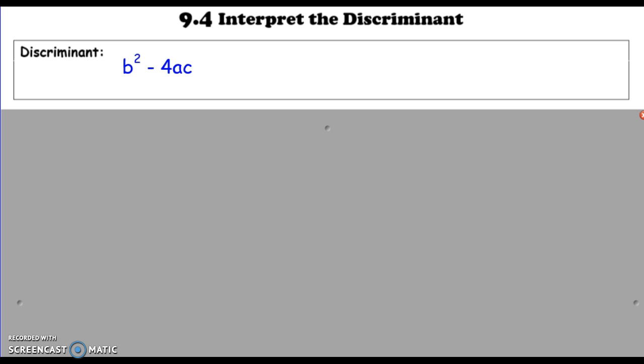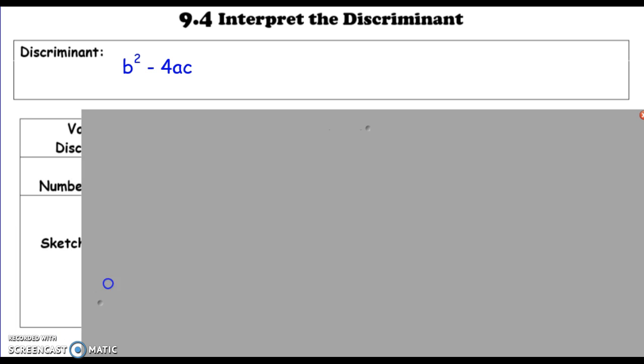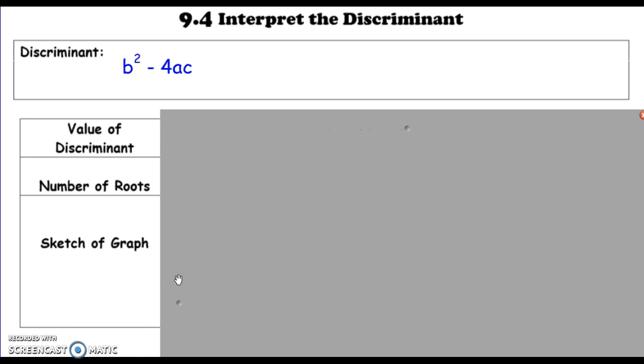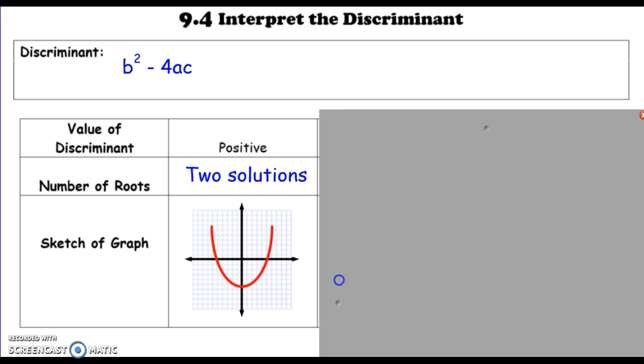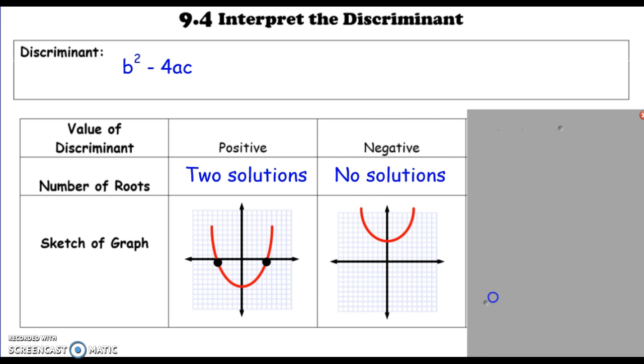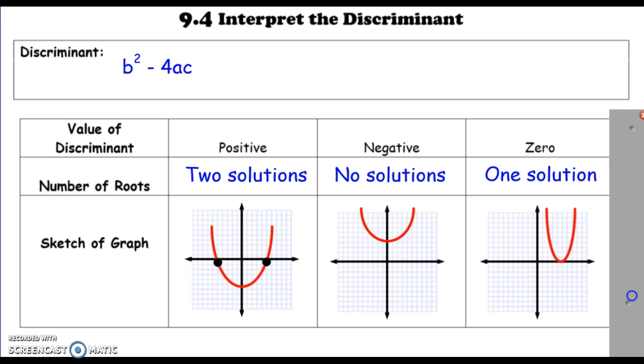And the discriminant is a formula, which is b squared minus 4ac. Now, there are a couple of things that we need to find. If the value of the discriminant is positive, that means that there are two solutions, which on a sketch of the graph looks like it crosses at two different locations, which is what we're familiar with seeing and what we saw with the roots. The negative has no solutions, and the sketch of the graph does not cross the x-axis at all. And then 0 has one solution, it crosses at one location.